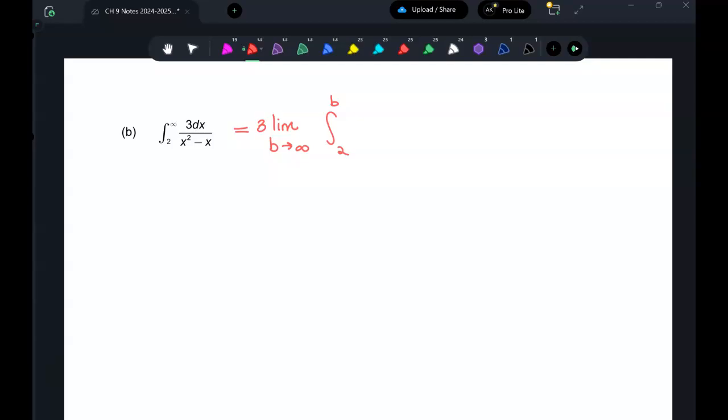Wait, do we have to do the thing with partial fraction decomposition? You can put a constant outside of a limit. You can also take the sign out.